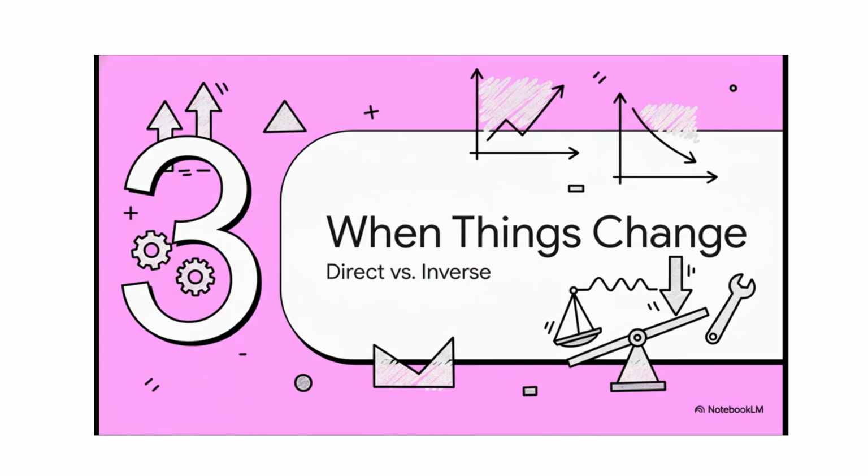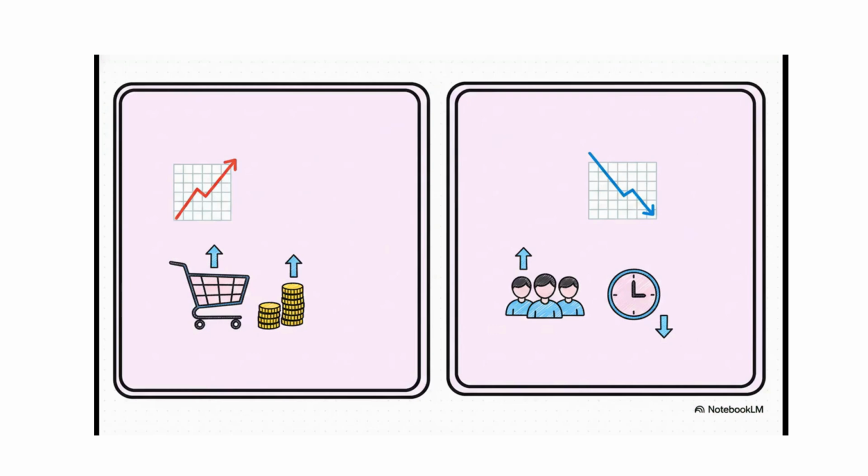Okay, let's switch gears a little bit. Now we're going to talk about how different numbers or quantities can affect each other. This is where we get into something called direct and inverse proportion. And really, there are 2 main ways this happens. First, you've got direct proportion. This one's pretty intuitive. When one thing goes up, the other thing goes up too. Think about it. The more pens you buy, the more your total cost is going to be.